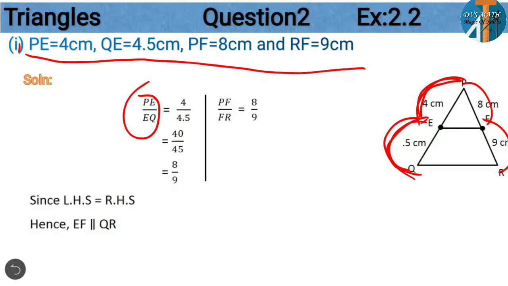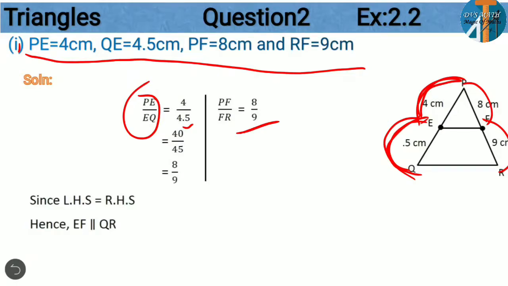Here you can observe 4 by 4.5. If you shift the point, we add a zero in the numerator, as you know. So it becomes 40 by 45, keep it here. We are not doing any simplification because we can't reduce 8 by 9 further.